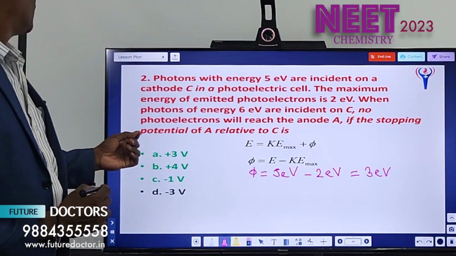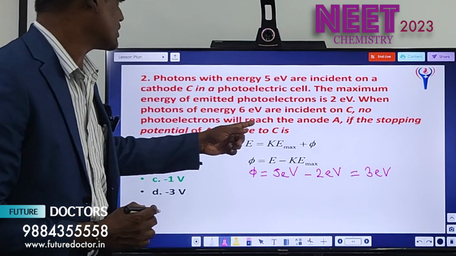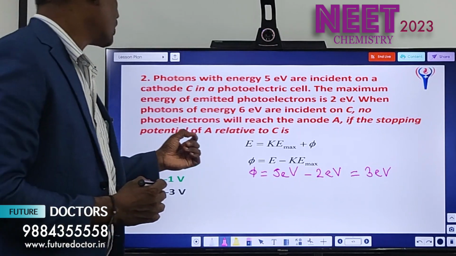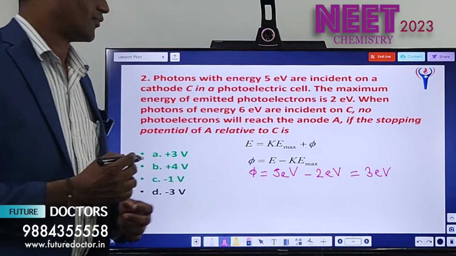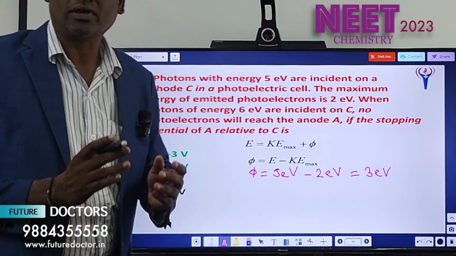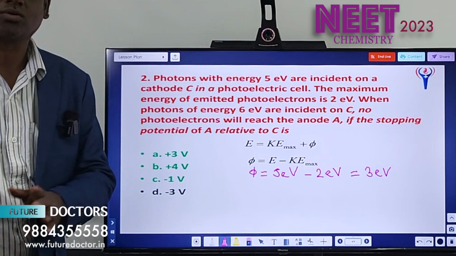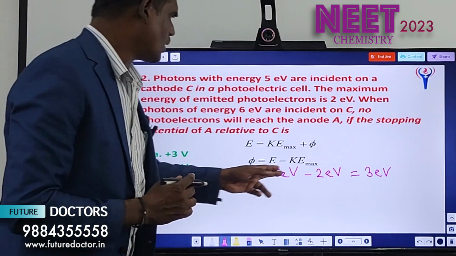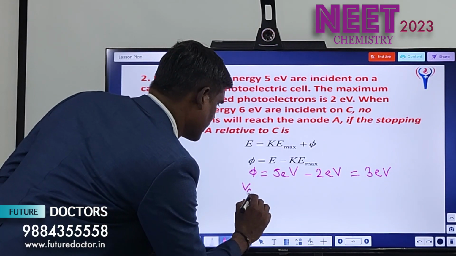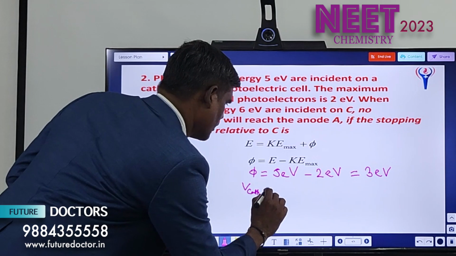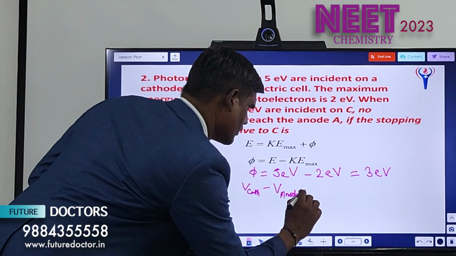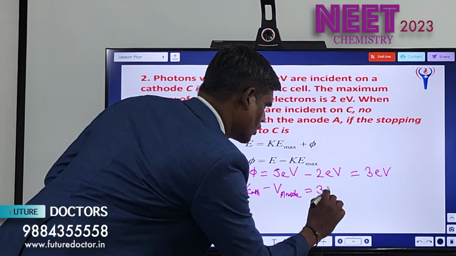Then what's the question? No photoelectron will reach the anode A if the stopping potential of A relative to C is dash. You want to find the stopping potential of A relative to C. What is A and C? C is the cathode and A is the anode. And we know electrons will move from cathode to anode. So the stopping potential, this 3 eV, is nothing but the potential difference between cathode and anode. That is equal to 3 electron volt, meaning 3 volts.